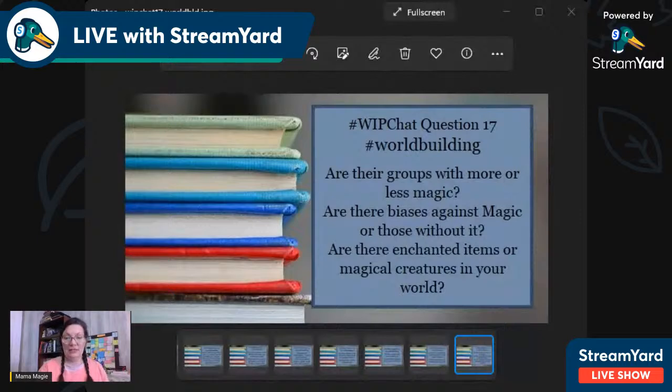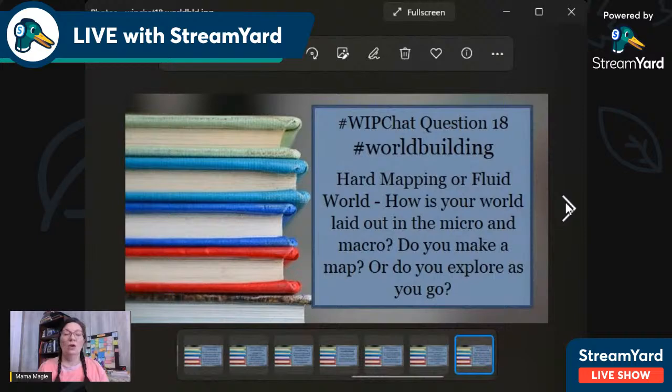Okay, question 18 is: when you're creating your world, do you use a hard mapping system or do you have a fluid world? How is your world laid out in the macro and the micro? Do you make maps? Do you explore as you go? We talked about this a little last time about using Google Earth and Encarta to make maps so that you can figure out where you're going.